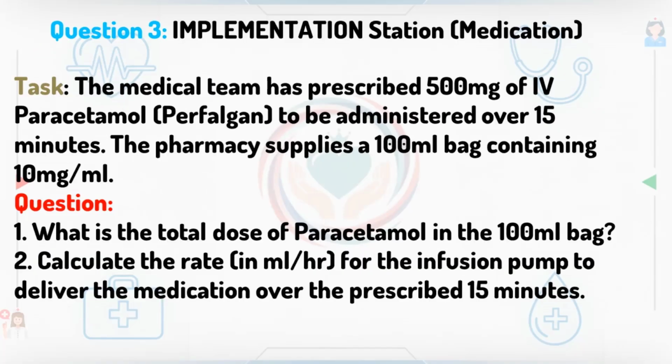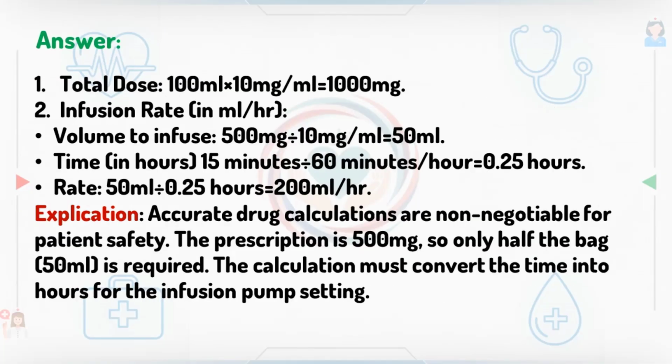Question 3. Implementation Station. Medication. Task. The medical team has prescribed 500 milligrams of IV paracetamol, Perfalgan, to be administered over 15 minutes. The pharmacy supplies a 100 milliliter bag containing 10 milligrams per milliliter. Question. 1. What is the total dose of paracetamol in the 100 milliliter bag? 2. Calculate the rate, in milliliters per hour, for the infusion pump to deliver the medication over the prescribed 15 minutes.